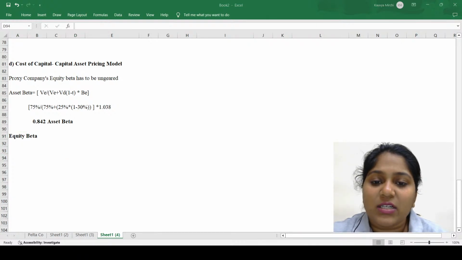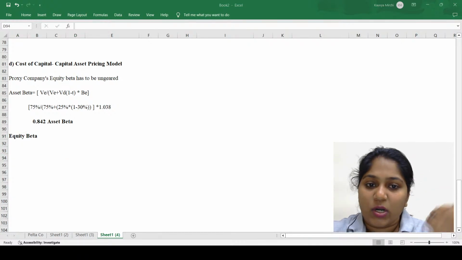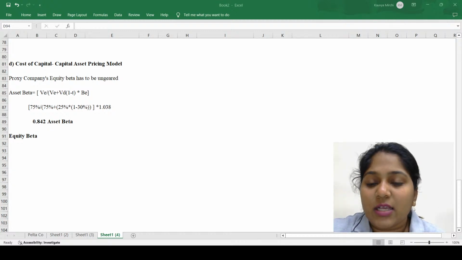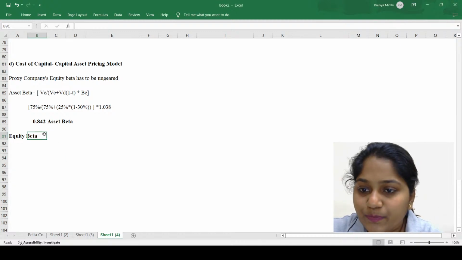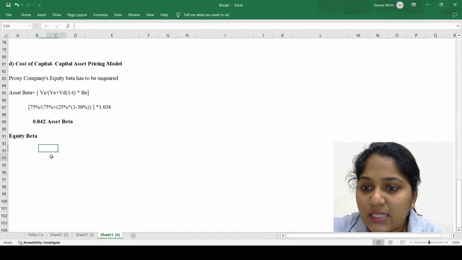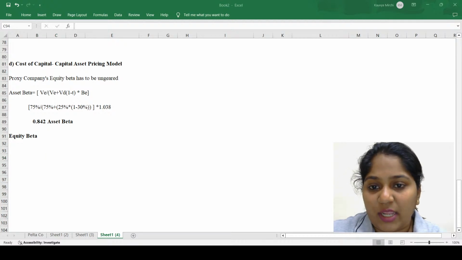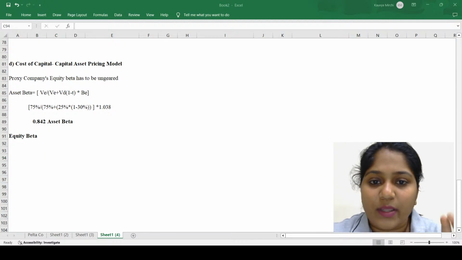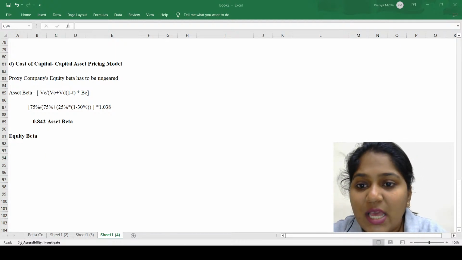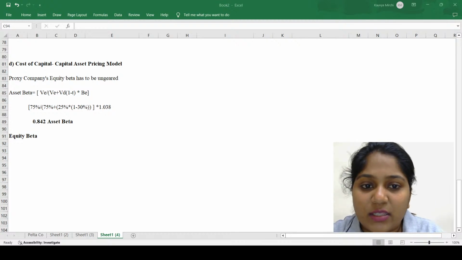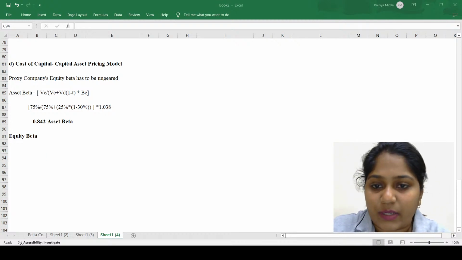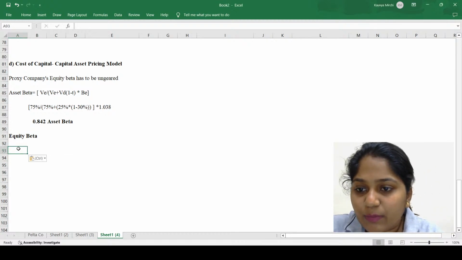So for that, I will take the company specific. What is company specific, people? The company specific, I know the asset beta is how much? Asset beta is 0.842, and the equity beta would be... Now, the asset beta must be re-geared to reflect the financial risk of the company. Correct? Yeah. So let me put that here.